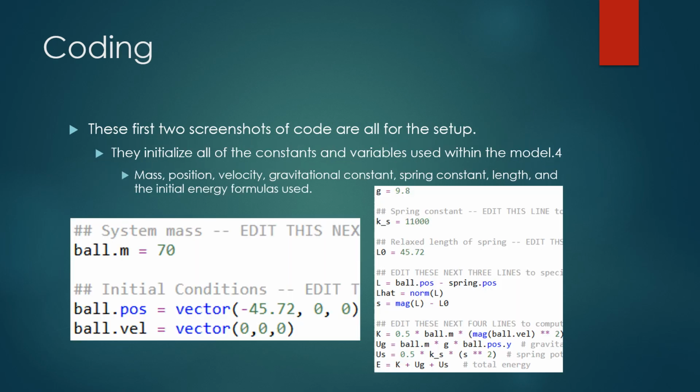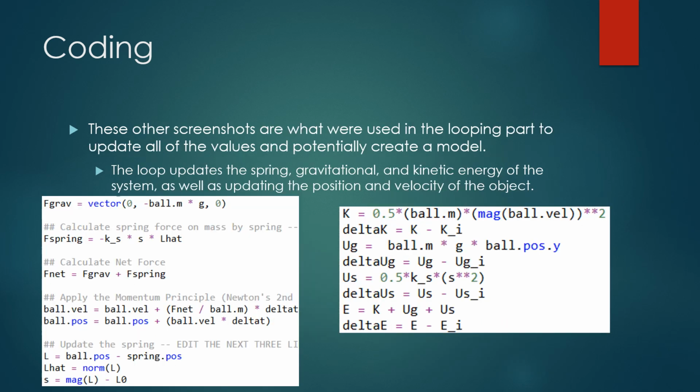These first two screenshots of code are all for the setup. They initialize all the constants and variables used within the model, which are the mass, position, velocity, gravitational constant, spring constant, length of the rope, and the initial energy formulas that were used. And these other two screenshots are what were used in the looping part of the code to update all of the values and potentially create a model. The loop updates the spring, gravitational, and kinetic energies, as well as updating the position and the velocity of the object.